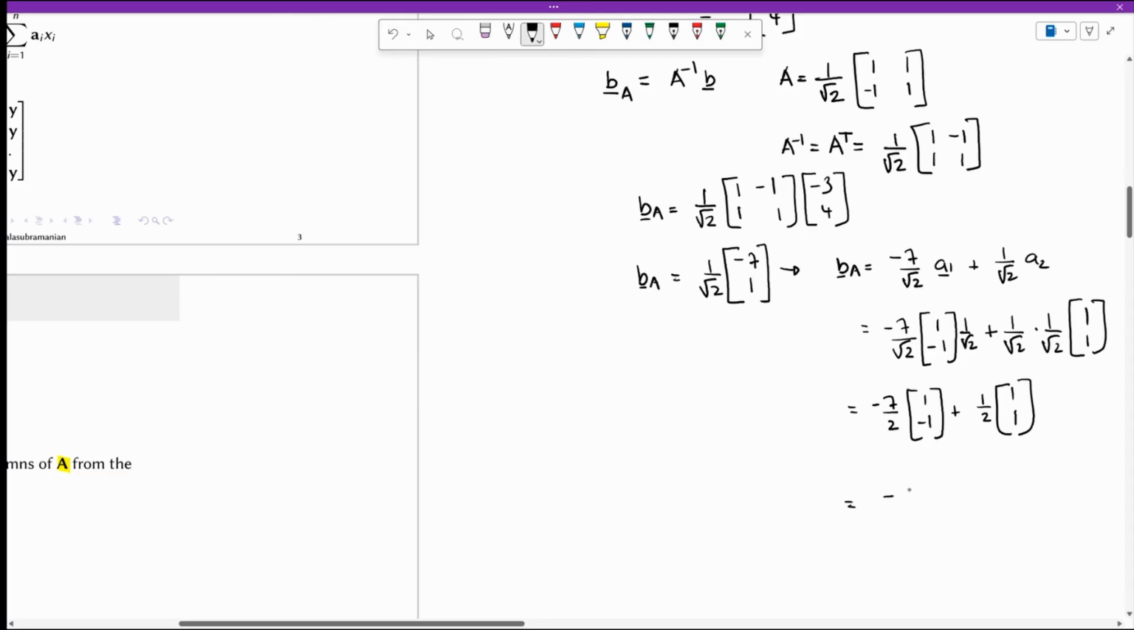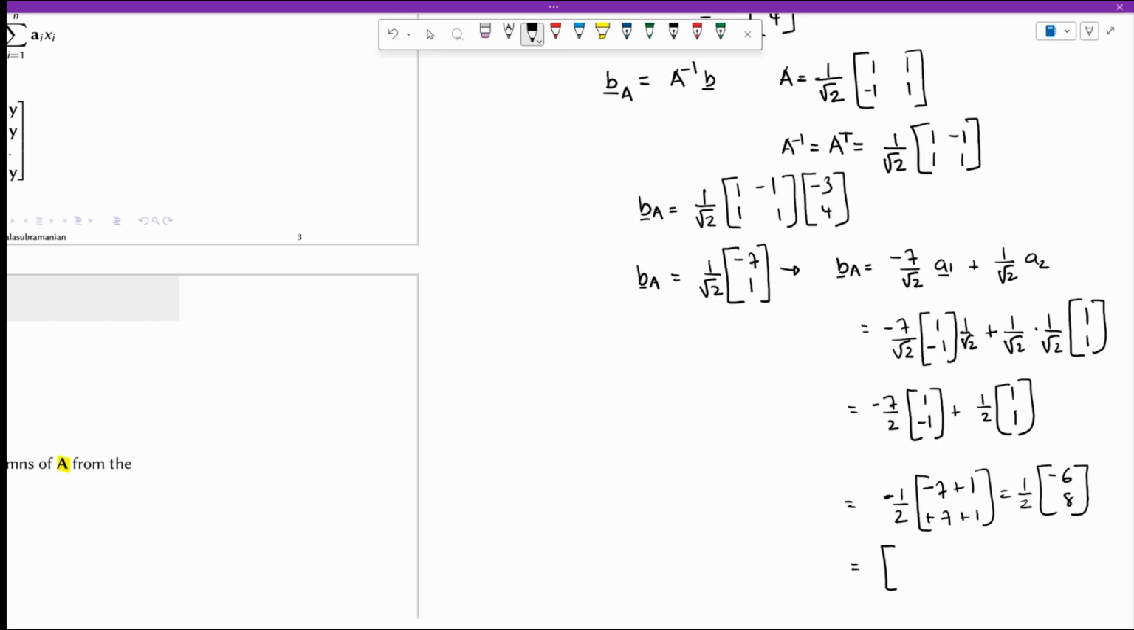So I'll take the half outside. This will be minus 7 plus 1, and this will be plus 7 plus 1. So I get 1 by 2 times minus 6, 8. That is your B. Okay.